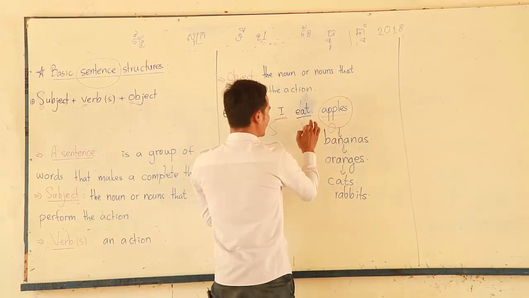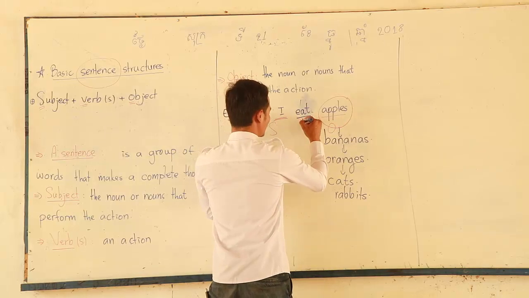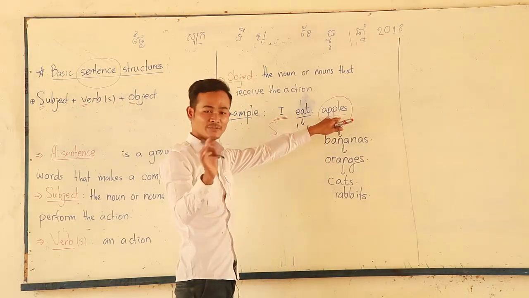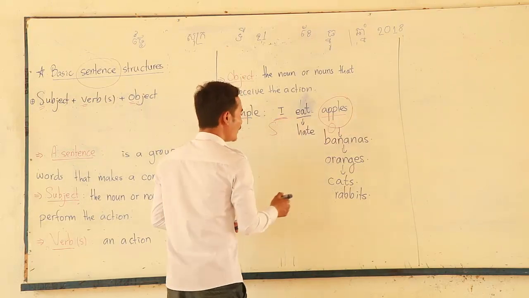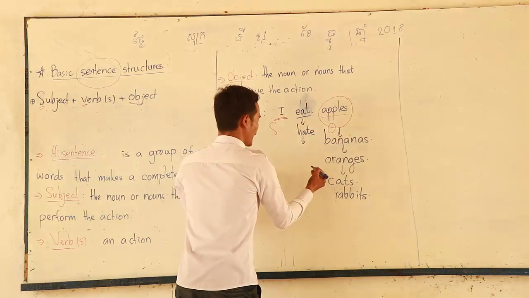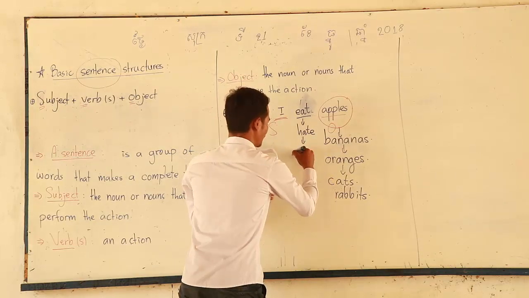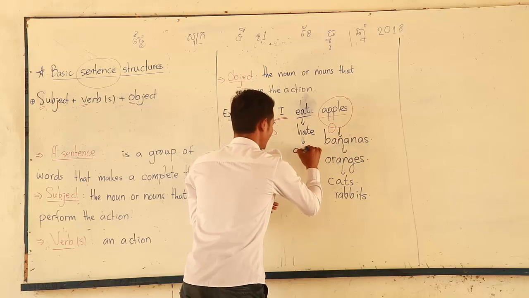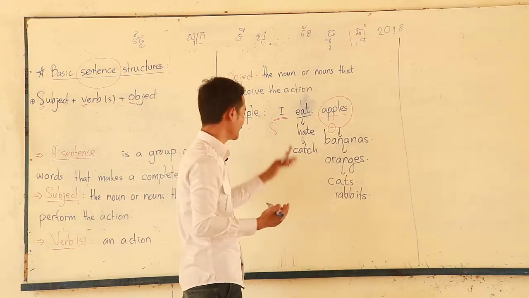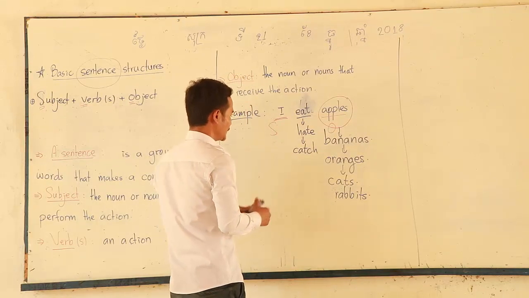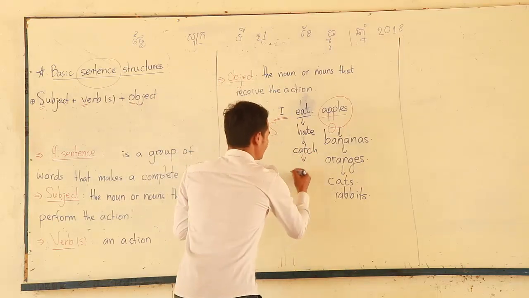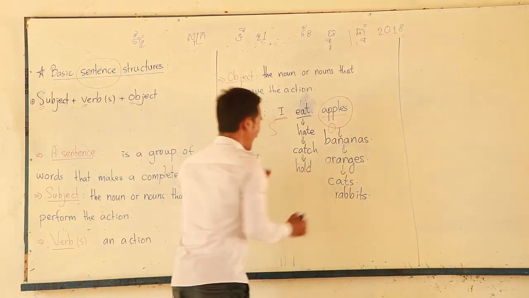Okay, or we can change "eat" to what? To "hate". I hate apples. It means I don't like apples. Okay, or you can change "hate" to "catch". I catch apples. You can say I catch apples. Catch, okay, catch, translated as "chap". Okay, or you can change the verb "catch" to "hold". Okay, hold. I hold apples.